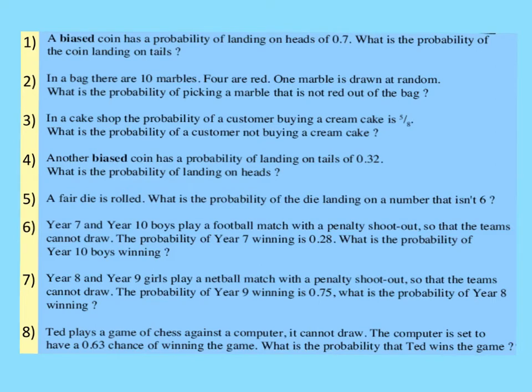You're going to do these questions. I'm going to give a few hints. If you don't need the hints, pause and do the questions. If you need the hints, listen to them. Number 1 is about a biased coin with a probability of 0.7. Imagine what the probability of not heads is, and that's the probability of tails. This is like example 1 we just did.